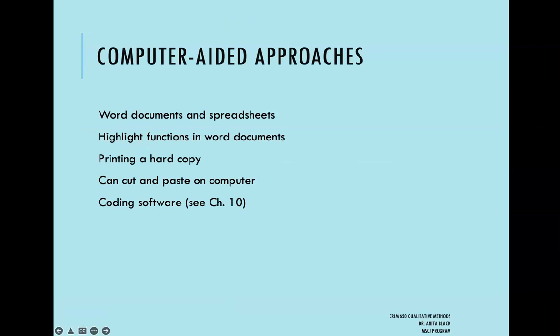So let's move on to computer-aided approaches. You can do computer-aided coding with just everyday software. So we're talking about Microsoft Word or Excel. These types of word processing and spreadsheet apps have made data analysis much more efficient than some of these older manual approaches. So for example, Excel can be used to store and categorize. For more advanced computer analysis, Tracy recommends and discusses computer-aided qualitative data analysis software later on in chapter 10.